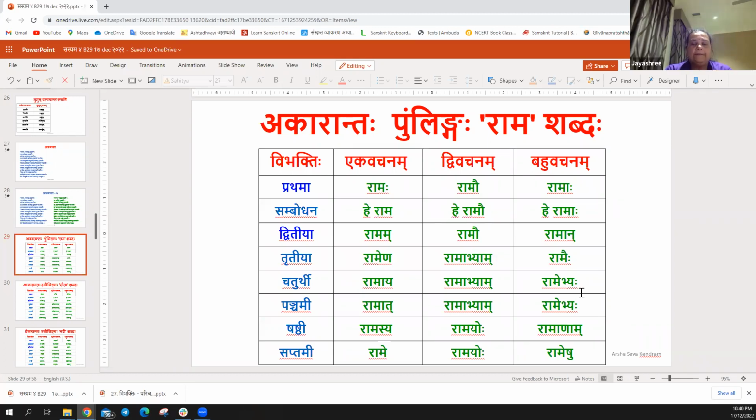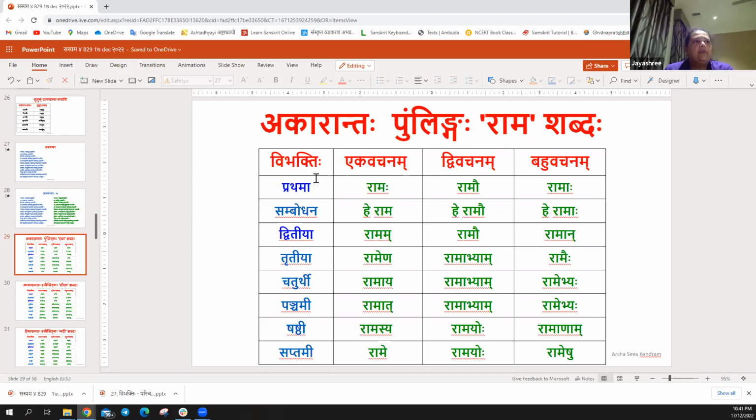Chaturthi vibhakti: Shivaya Shivabhyam Shivebhyah. Panchami vibhakti: Shivat Shivabhyam Shivebhyah. Shashti vibhakti: Shivasya Shivayoh Shivanam. Saptami vibhakti: Shive Shivayoh Shiveshu. Samyak.